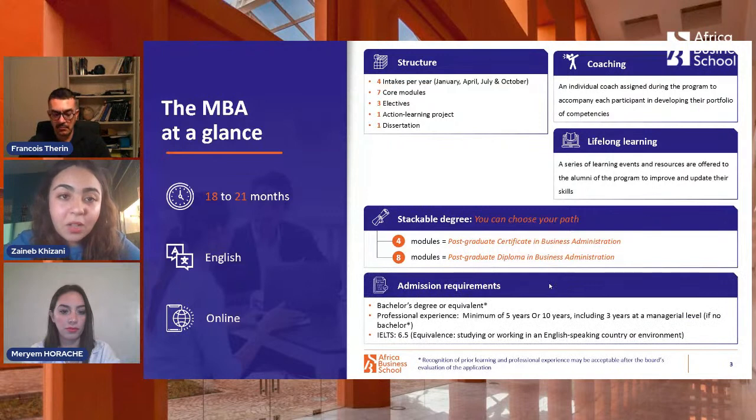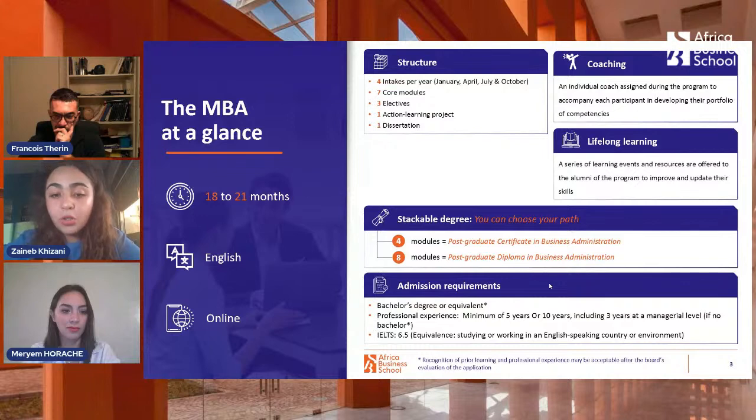Now maybe moving on to the interesting parts, so the admission requirements. So you're probably wondering how you can join this program, and we're here to answer that. So we really have tried to attract different types of profile, let's say, through our admission requirements. So it's either you have a bachelor degree and then a minimum of 5 years of experience.